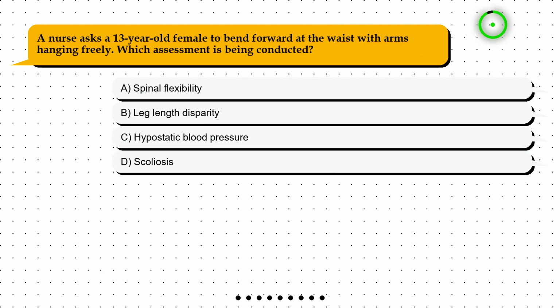Question 3. A nurse asks a 13-year-old female to bend forward at the waist with arms hanging freely. Which assessment is being conducted? Option A. Spinal flexibility. Option B. Leg length disparity. Option C. Hypostatic blood pressure. Option D. Scoliosis.